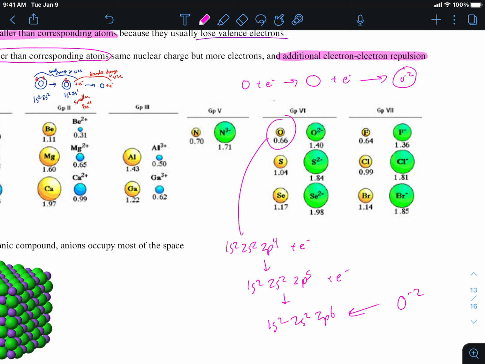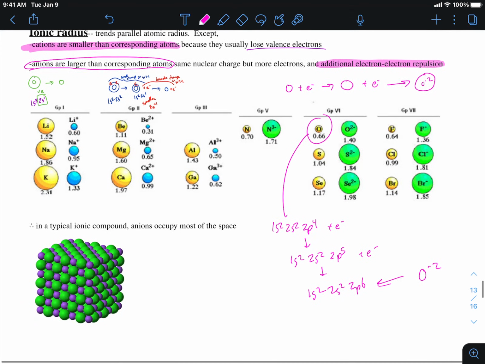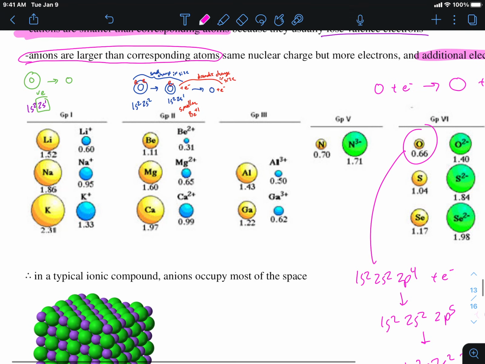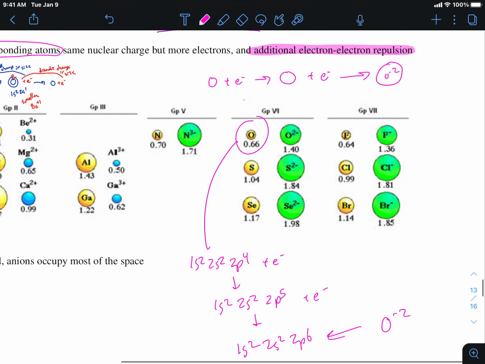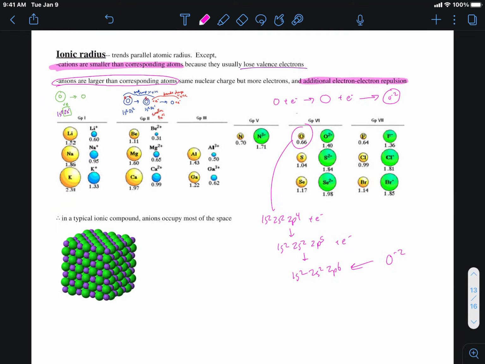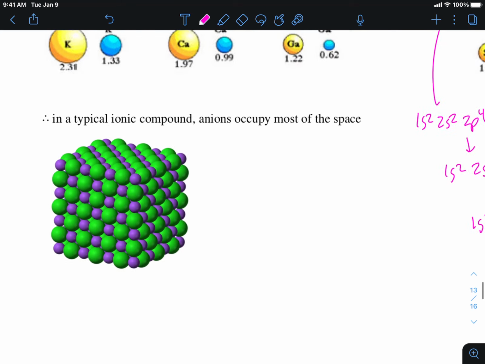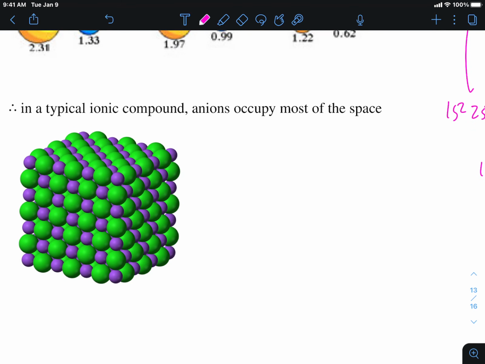Okay, so that's one of the main differences when you're forming ions. If you're talking about the metals, when metals form ions and become cations, they lose electrons, but they could lose entire energy levels. The nonmetals cannot do that. They cannot change entire energy levels. They can just gain electrons, but they still stay within the same energy level. Okay? All right. In a typical ionic compound, anions occupy most of the space.